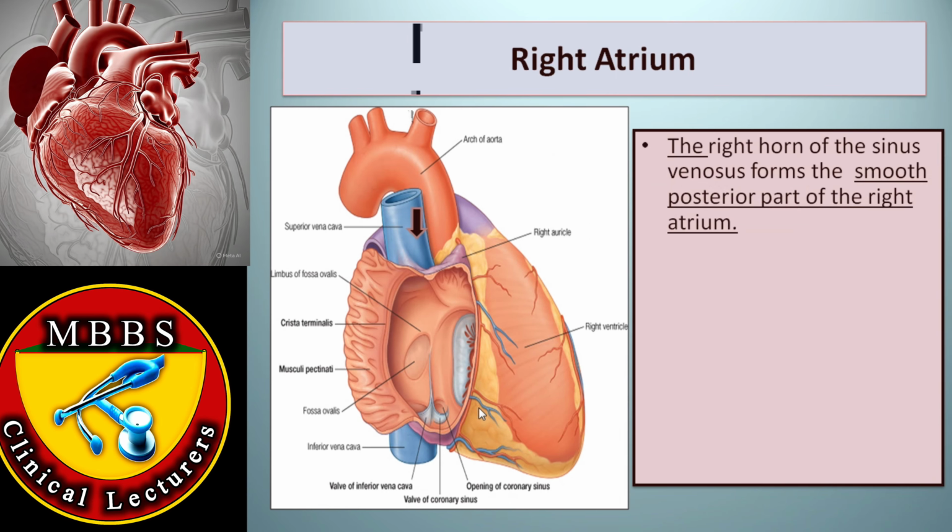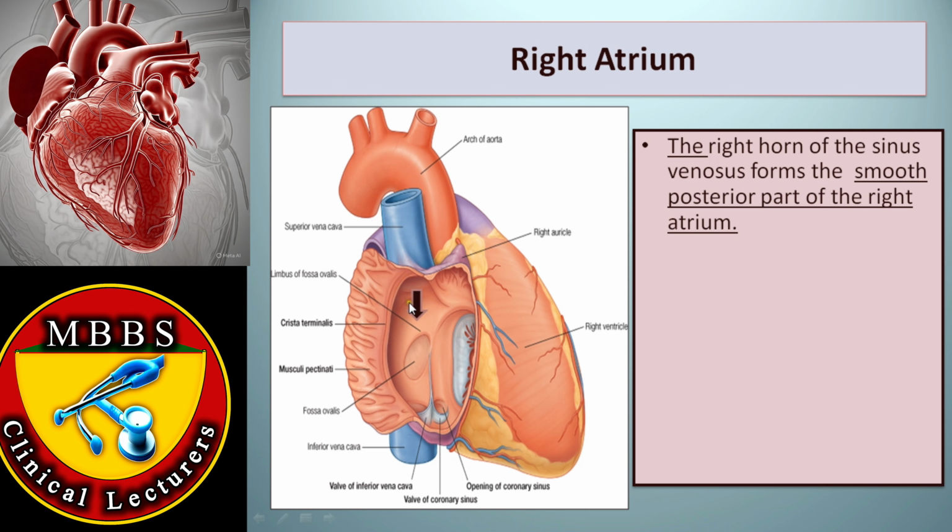Now what happened to the right atrium? If we take a cut section of the adult heart, we see the right atrium has two distinct regions, the smooth part and the trabeculated part. And embryologically, that smooth part is because of the incorporation of the sinus venosus into the atrial wall.